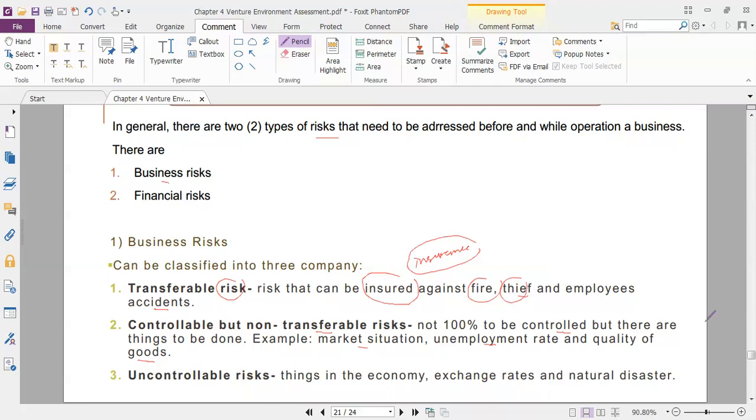And then the third one is uncontrollable risk. What is uncontrollable risk? Things in the economic, exchange rate, and natural disaster. This is the risk that cannot be controlled anymore by the entrepreneur.